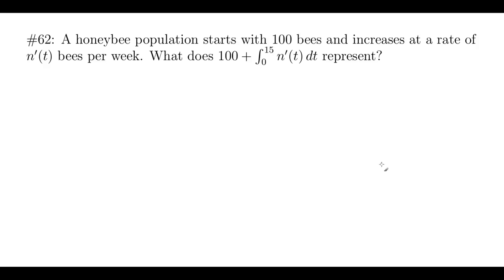Let's look at a couple of application problems. Starting with exercise number 62. A honeybee population starts with 100 bees and increases at a rate of n prime of t bees per week. What does the expression 100 plus the integral from 0 to 15 of n prime of t dt represent?